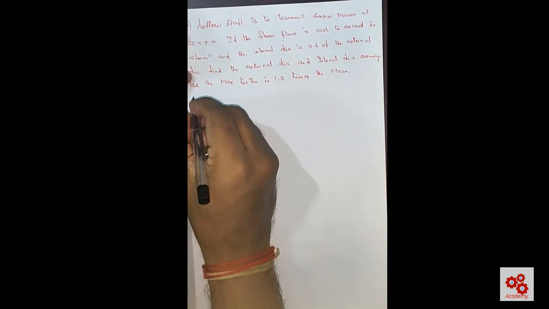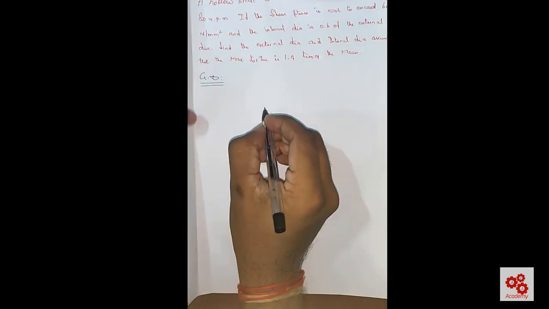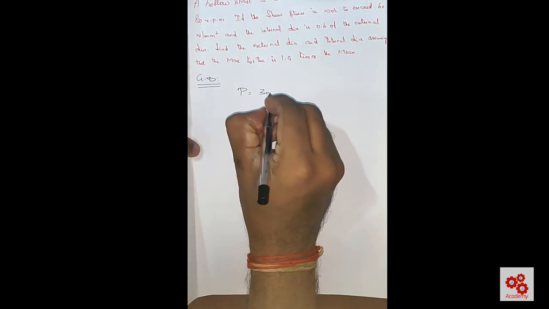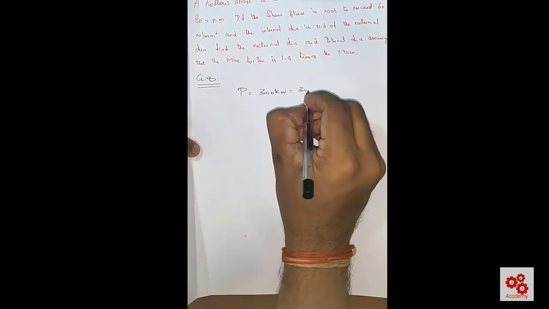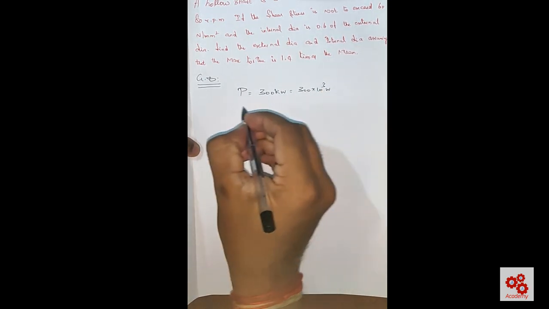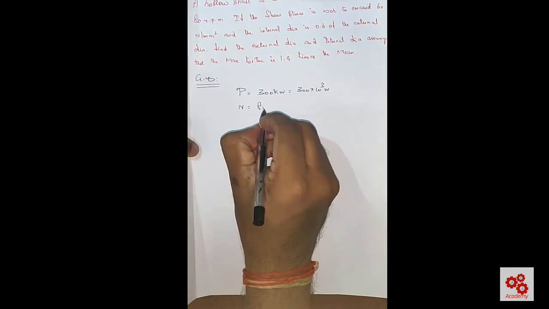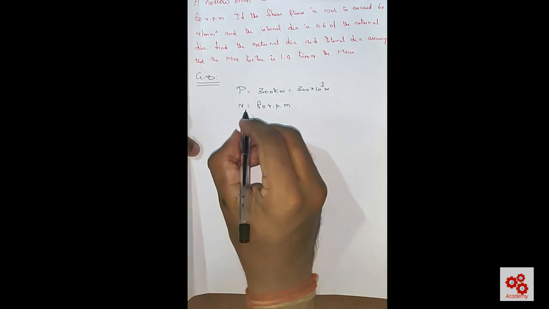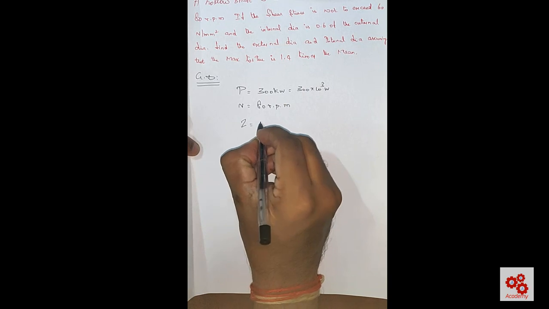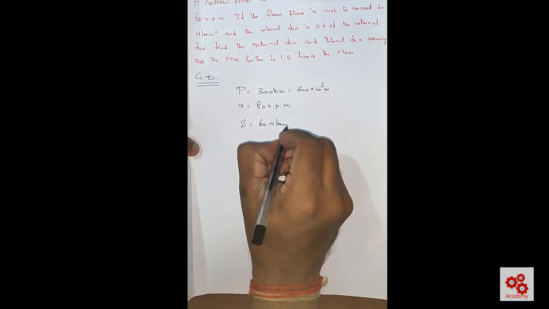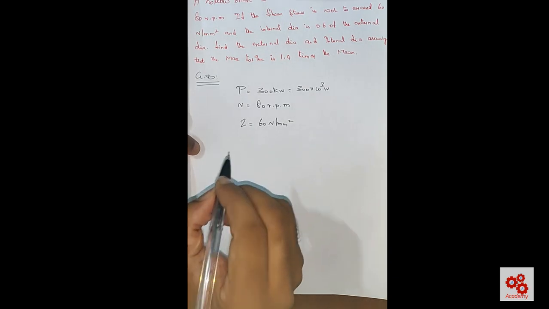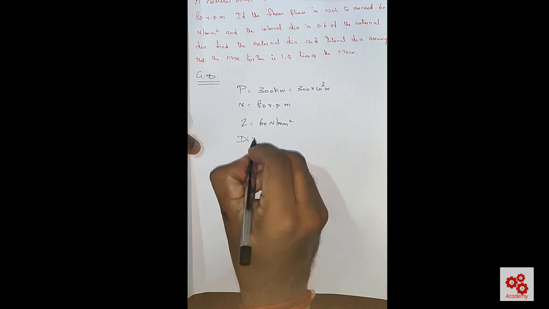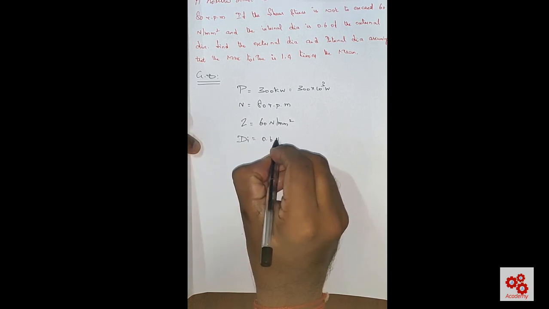First of all, the given data. There is a hollow shaft transmitting a power of 300 kilowatt. We are converting it into watts, 300 into 10 to the power 3 watt. It is running at a speed of 80 rpm. They have given that the shear stress is not to exceed 60 Newton per mm square, and the internal diameter is 0.6 of the external diameter. That means di equal to 0.6 of d naught.